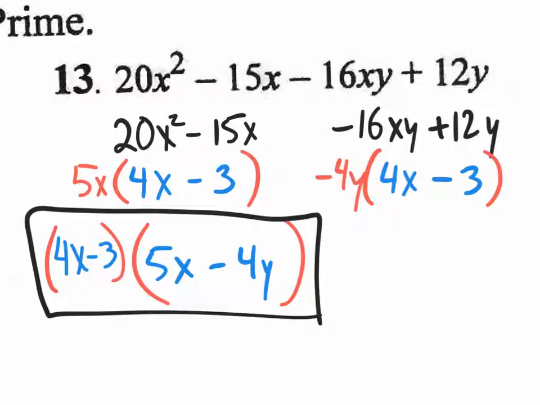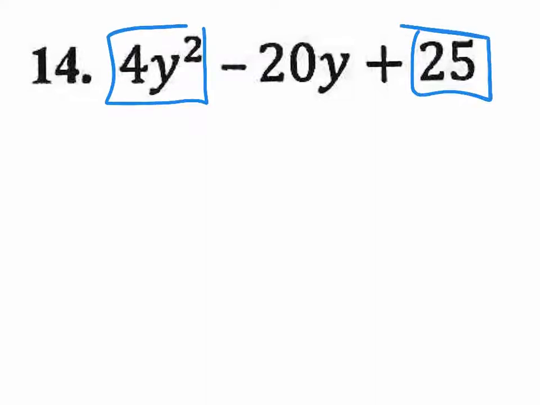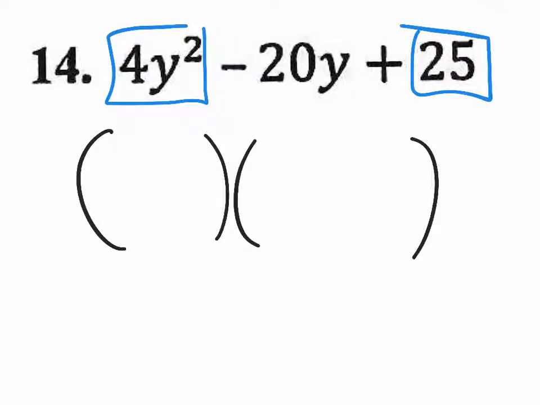Let's move on. Number 14 on version A. We should recognize that we have a perfect square in the front and a perfect square in the back. So it'd be a good idea to try to factor by taking the square roots of those and applying them to the shortcut, plugging them into your answer format. So the square root of 4y squared is 2y. So you put 2y there and 2y there. And then you say the square root of 25 is 5, so you put a 5 here and a 5 there.